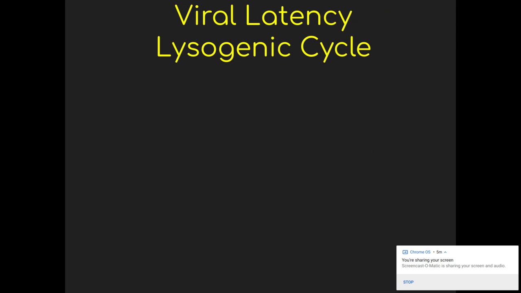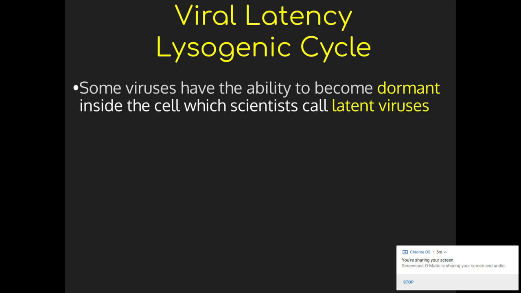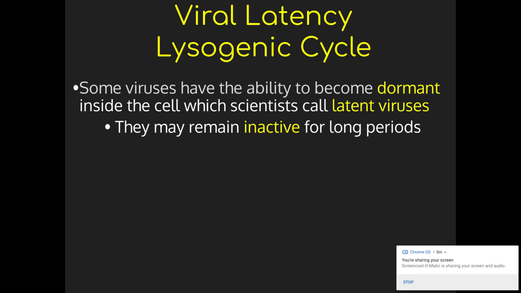The second type of viral life cycle is the lysogenic cycle, which we call the latent cycle. These viruses enter the cell, they still attach, they still penetrate and inject, but they don't go straight into viral replication and making their proteins. They lay dormant. The scientific name for dormant is latent. So they're usually inactive for long periods of time.